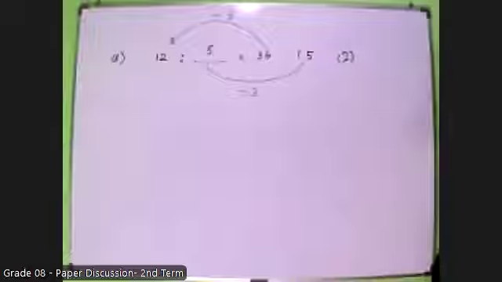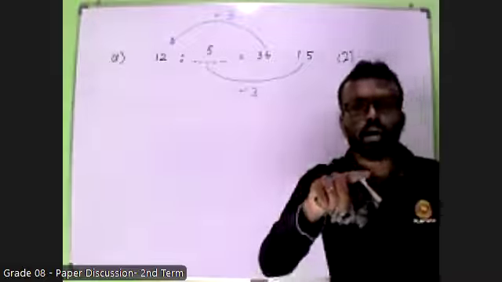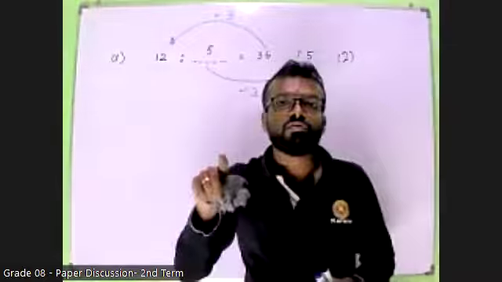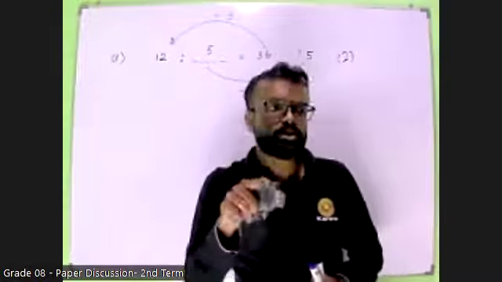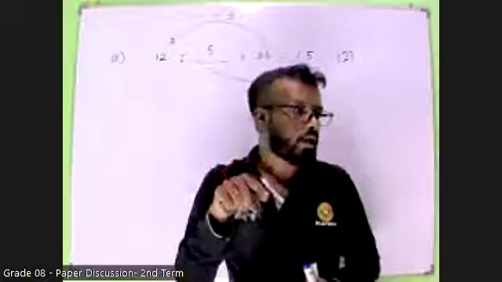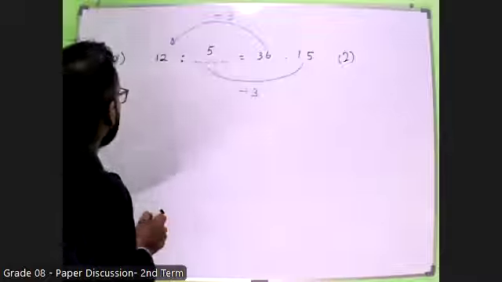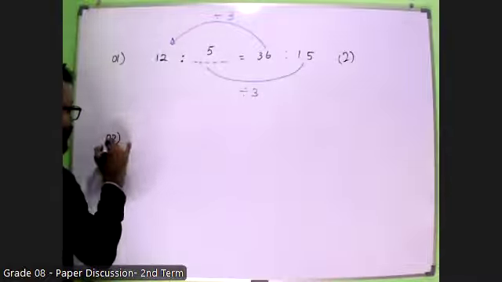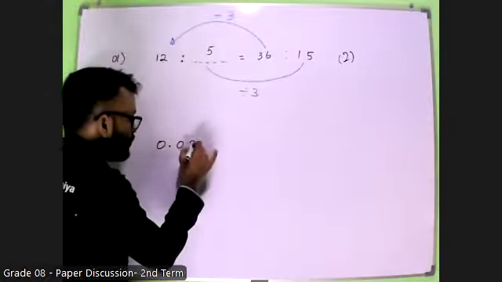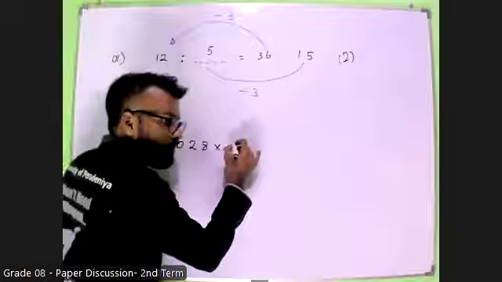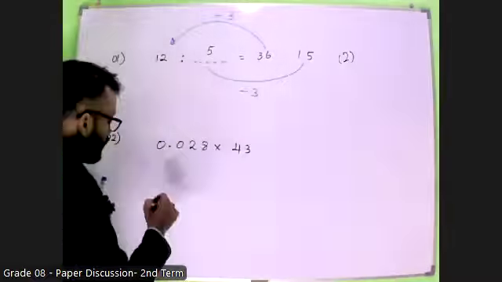So next one. We have done these kinds of things previously. Second question: if 28 times 43 equals 1204, you need to find the value of 0.028 multiplied by 43. So you have to find the relationship between them. What do we have to multiply? 0.028 multiplied by 43. So how do you do this?